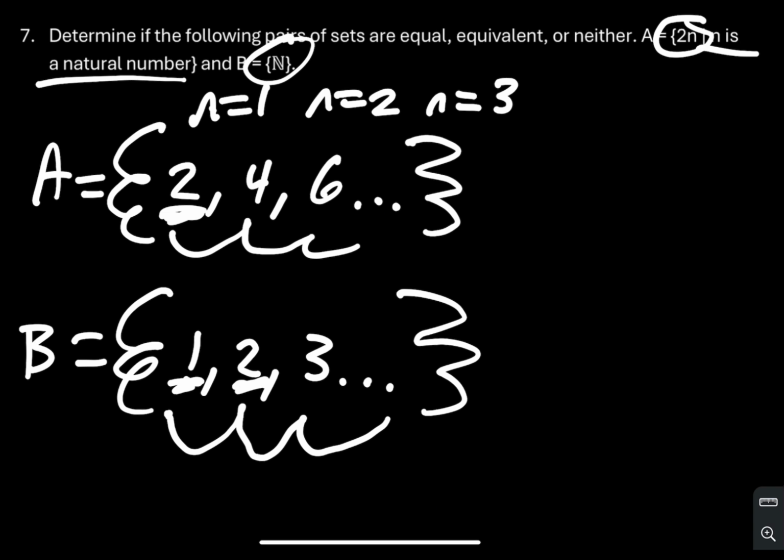So knowing that they don't have the same exact cardinal value, yes, they might go on to infinity, but they are not counting the same amount. So therefore, we know that they're not equivalent. So the answer is going to be neither equivalent and neither equal.